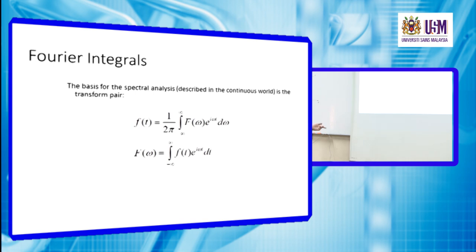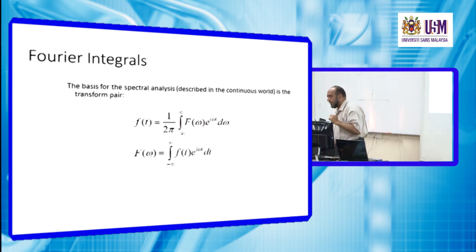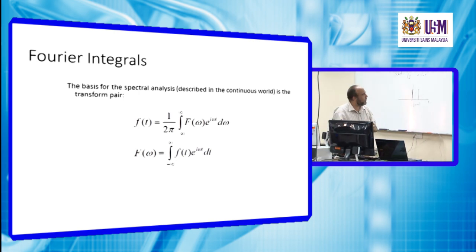When trying to go from time domain to frequency domain, I use this relation, integration from minus infinity to infinity, f of t, the function in time domain, exponential i omega t dt, here is summation over dt. I guess there is a problem here, this one is, I guess, minus omega t. The second relation, it's minus omega t, okay?